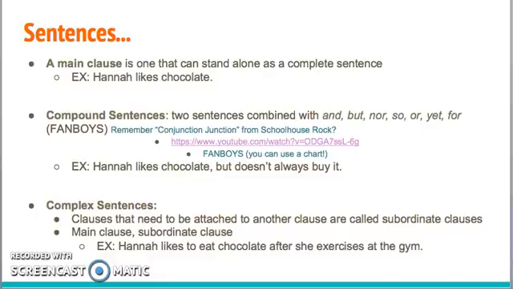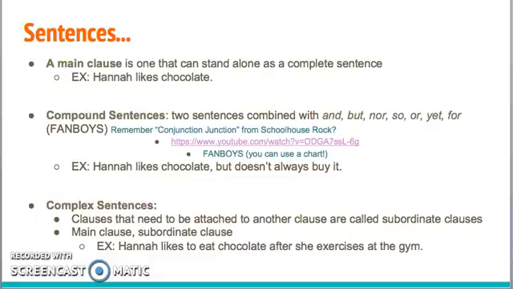The next type of sentence is a compound sentence, and that's when two sentences are combined with and, but, nor, so, or, yet, or for. A good way to help your students remember this is to use FANBOYS, the acronym. And if you ever saw Conjunction Junction from Schoolhouse Rock, this should be familiar to you. An example sentence: Hannah likes chocolate, but doesn't always buy it, which is also true.